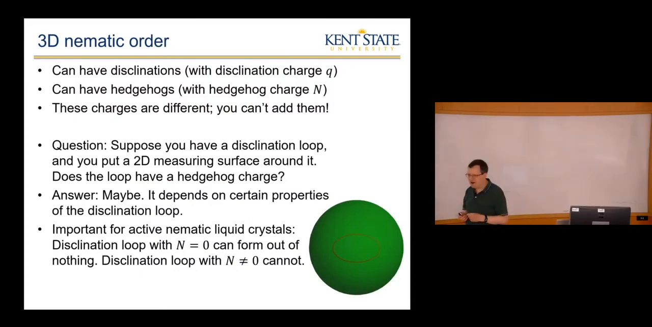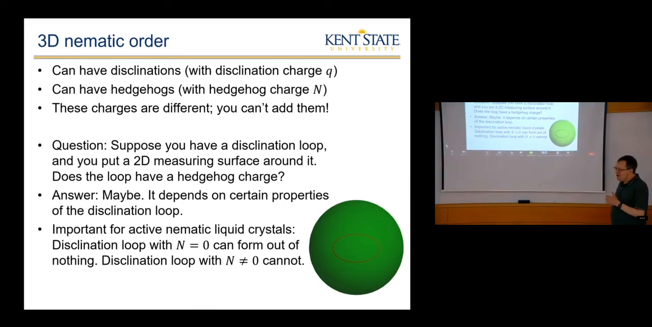Now, the 3D nematic model is special because it can have different kinds of topological defects, right? It can have disclinations, which are defined by this one-dimensional measuring surface, and it can also have hedgehogs, which are defined by the two-dimensional measuring surface. An important point is that these are two different kinds of defects. You can't just add them up, right? Sometimes when people hear that there's a topological charge for disclinations and a topological charge for hedgehogs, they want to add them or something. And no, they're different kinds of topological charges. They're separate things to think about.